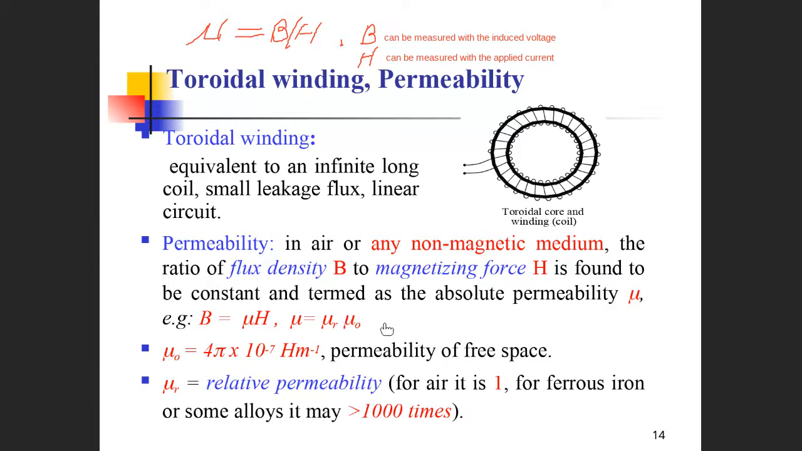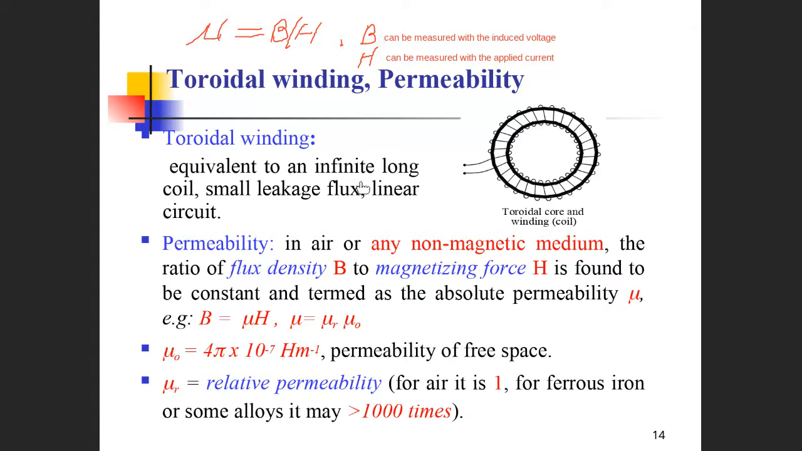Okay, so thank you, the students, right? Sometimes I make mistakes when drawing things. Therefore the mu is B over H. In practice, the mu is obtained by experiments. How to get the mu in practice?